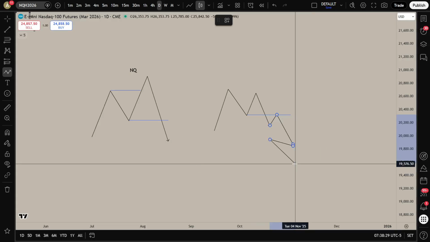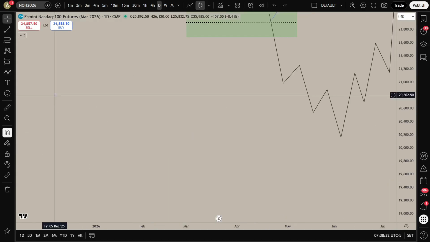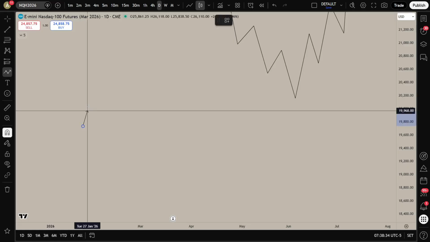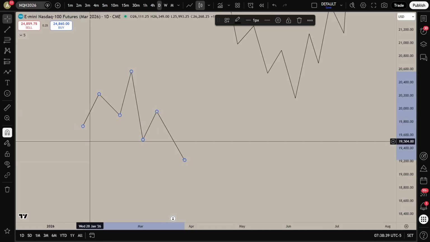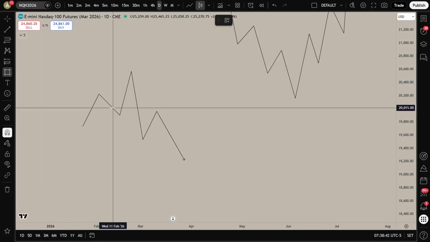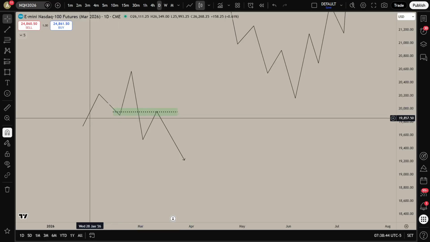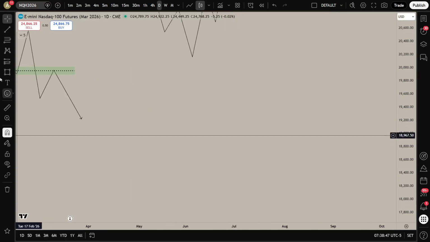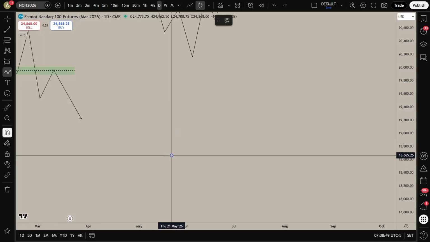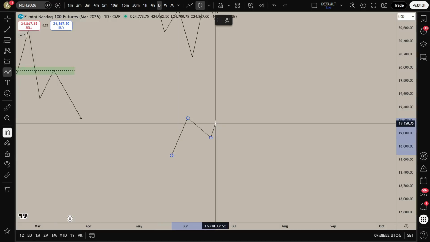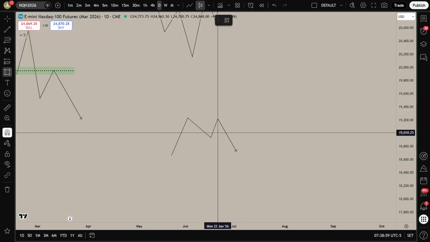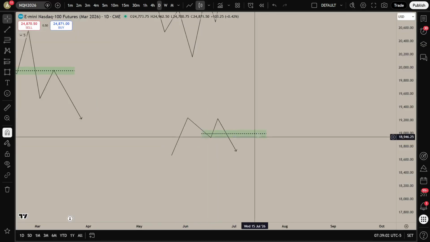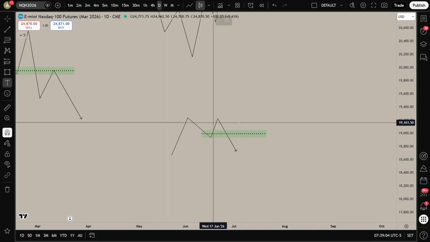This brings us to the actual concept of a mitigation block. Now a mitigation block is this: when we have formed a higher high and then we reverse, the order block at this level is known as a breaker block, right? But what if we form a failure swing, let's say like this, and then we reverse, right? Then the order block here will be known as a mitigation block, right? This is what a mitigation block is.